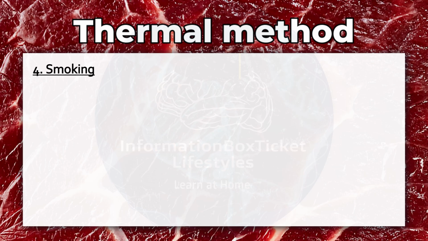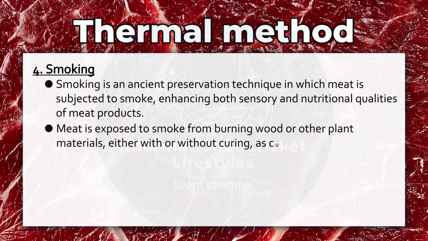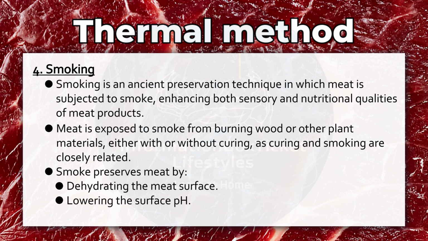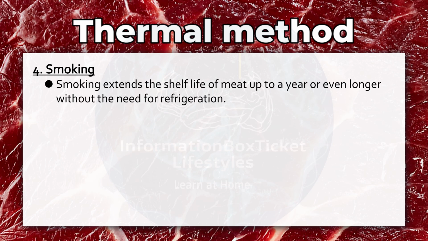Fourth, smoking. Smoking is an ancient preservation technique in which meat is subjected to smoke, enhancing both sensory and nutritional qualities of meat products. Meat is exposed to smoke from burning wood or other plant materials, either with or without curing, as curing and smoking are closely related. Smoke preserves meat by dehydrating the meat surface, lowering the surface pH, and providing antioxidant effects from smoke constituents. Smoking extends the shelf life of meat up to a year or even longer without the need for refrigeration.